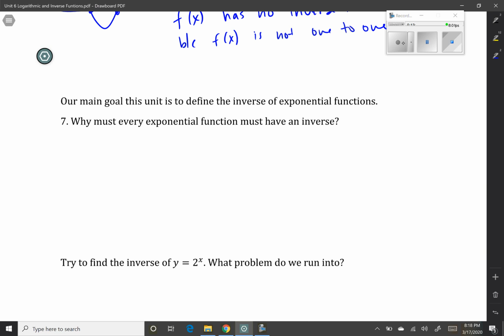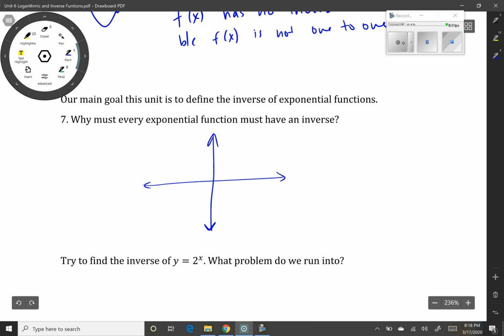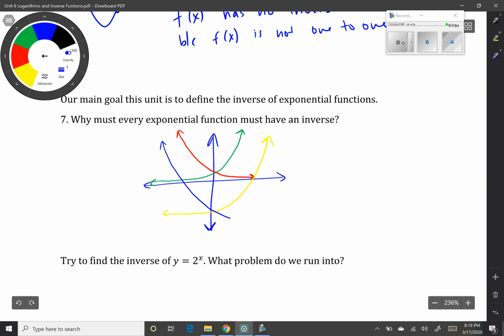So it says, why must every exponential function have an inverse? No matter how you graph an exponential function, and I'm going to show you a couple here, okay? If I graph a basic function like 2 to the x, it's going to look like this. If I graph a basic function like 1/2 to the x, it's going to look like this. If I graph a crazy function with a vertical shift, we have all these different functions. It doesn't matter what type of exponential function you have. They're all going to be 1-to-1.